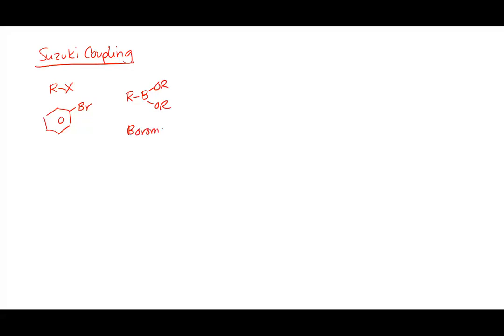Another coupling reaction that is going to take us back to alkene reactions is Suzuki coupling. In the Suzuki coupling, I'm going to take an alkyl halide. Again, in this case, we'll take something like bromobenzene, because I'm going to still want to add things to the ring. And I'm going to react this with a boronic ester. So boronic ester has a B with two OR groups attached to it. And so then this R group and this R group are going to couple together in Suzuki coupling.